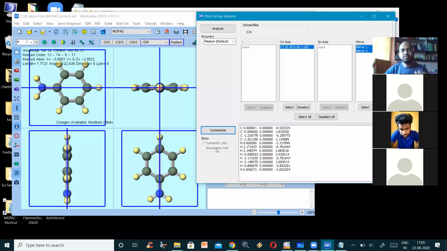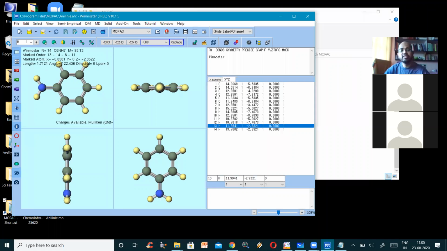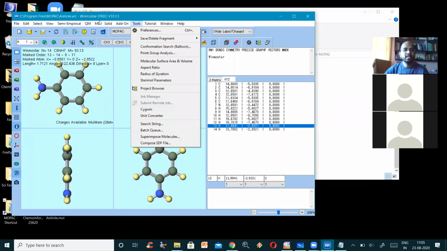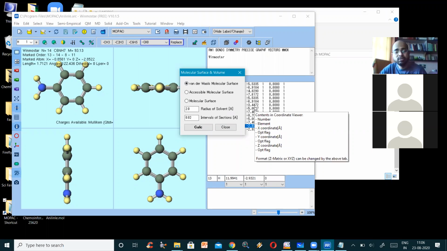What will happen is, if you have the paid software and click symmetrize, it will orient the molecule completely and make it available along the C2 axis. Okay, that is one result, and this is one of the visualizations of that. Again, you can click and find out molecular surface and volume. Why would you try to calculate the van der Waals molecular surface?